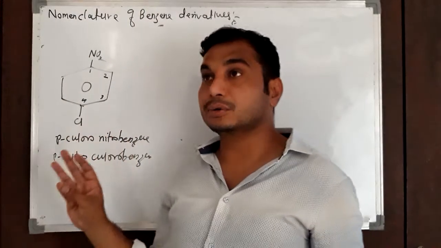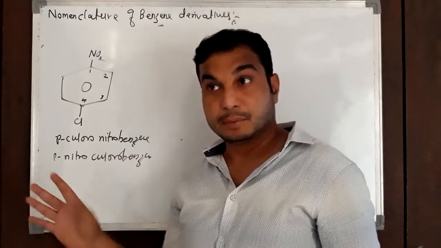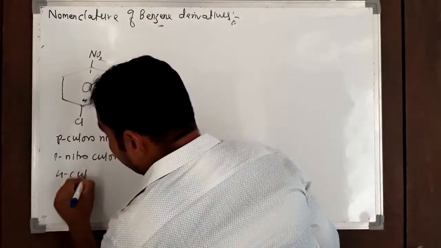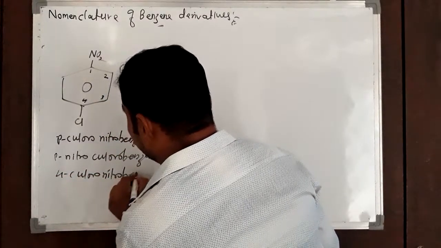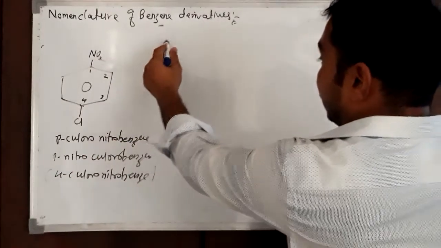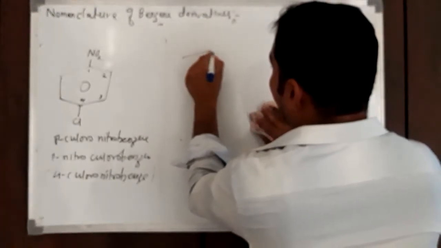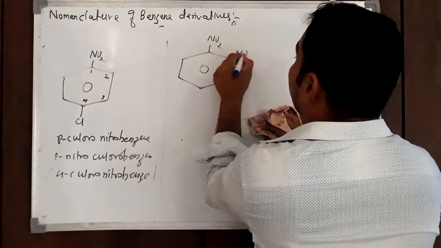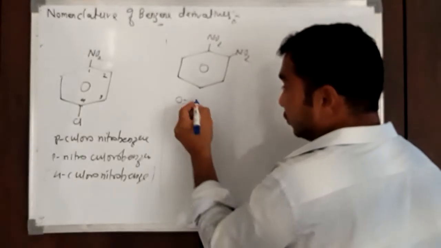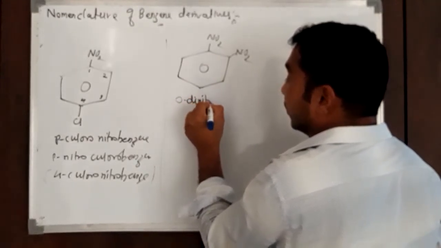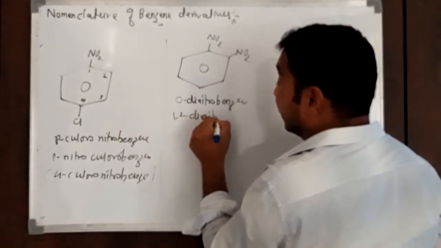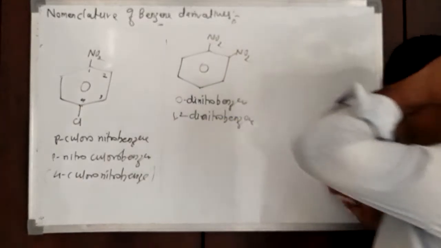Okay, this is common name. If we use symbol ortho, para, meta, then that is common name. But if we use numbering, then that is IUPAC name. So 4 chloronitrobenzene, like this. Okay, that is IUPAC name. Okay. Dinitrobenzene. O, because nitro group at ortho position, O dinitrobenzene. Or 1 2 dinitrobenzene. So these are the examples.